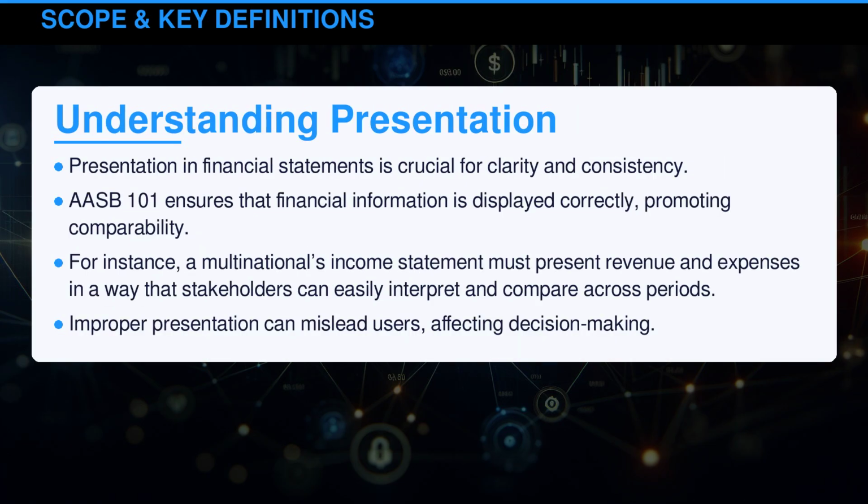Presentation in financial statements is crucial for clarity and consistency. AASB 101 ensures that financial information is displayed correctly, promoting comparability. For instance, a multinational's income statement must present revenue and expenses in a way that stakeholders can easily interpret and compare across periods. Improper presentation can mislead users, affecting decision-making.